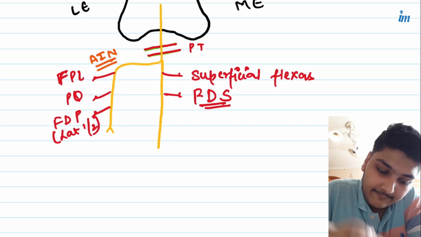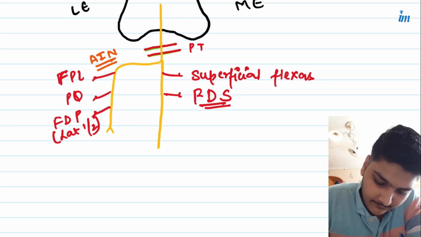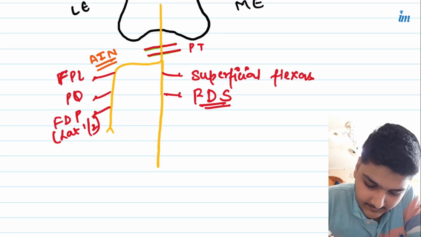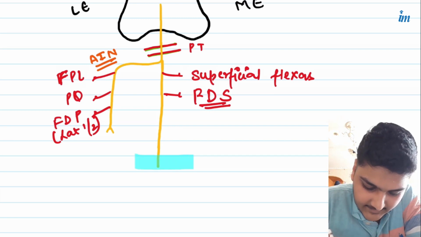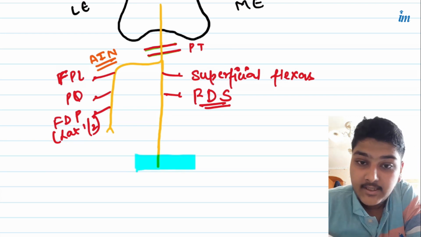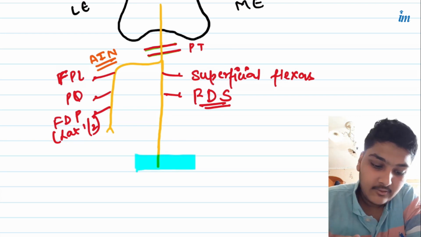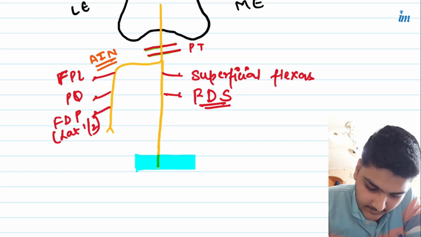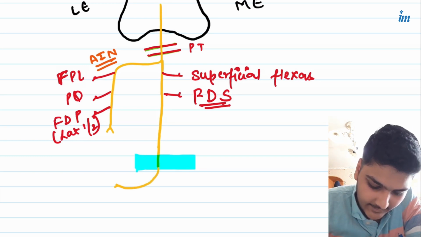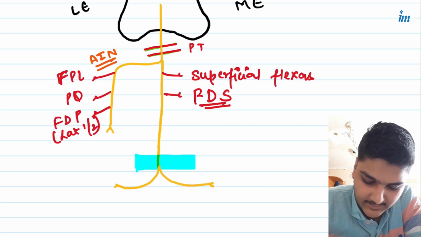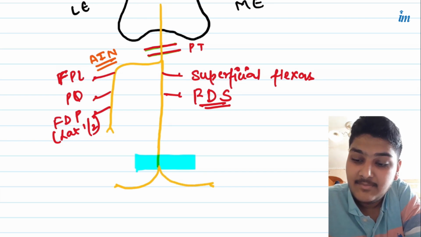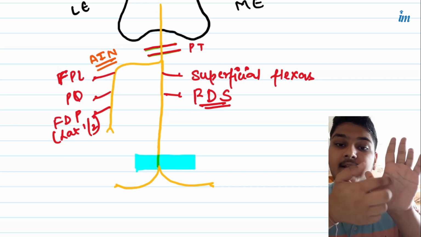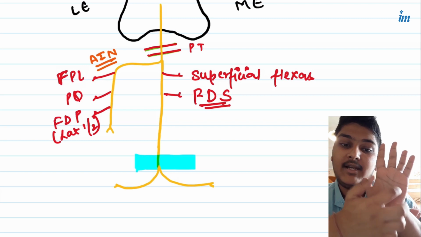Now, after all this, the median nerve passes deep to your flexor retinaculum, or carpal tunnel, and after crossing the flexor retinaculum, it gives off a lateral branch and a medial branch. So here it crosses the flexor retinaculum, then it gives off a lateral branch and a medial branch.